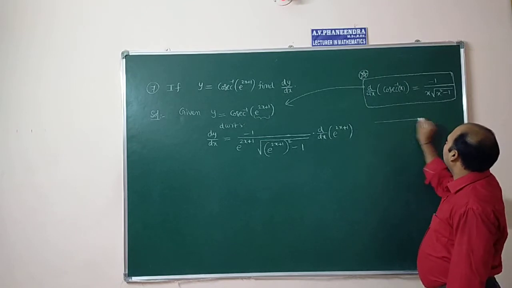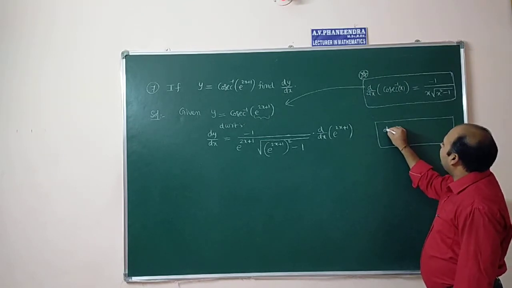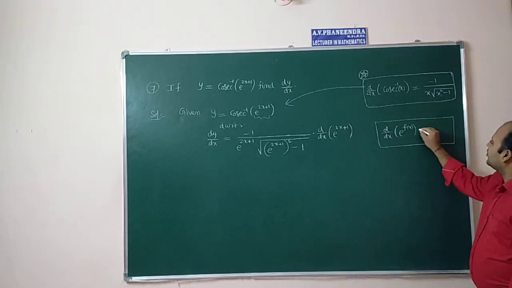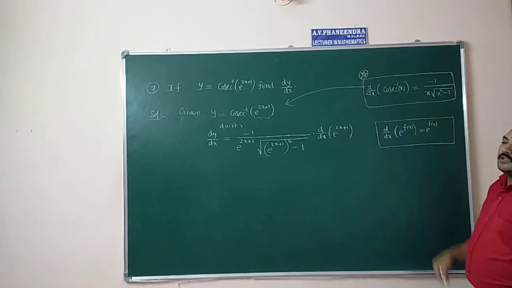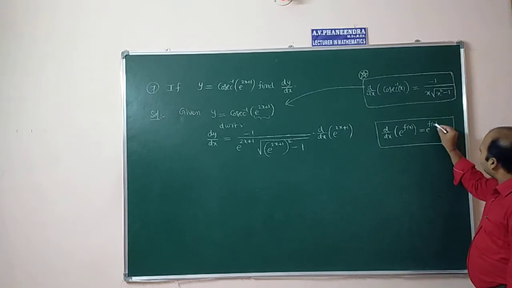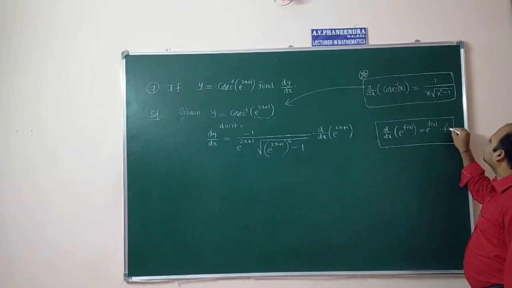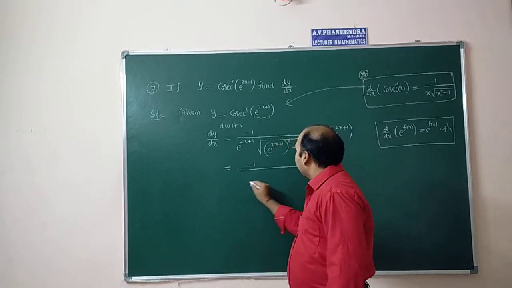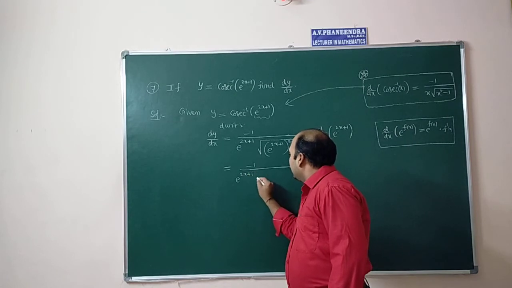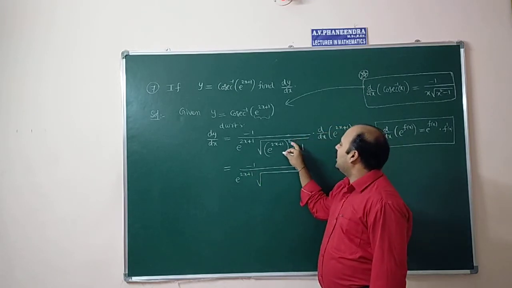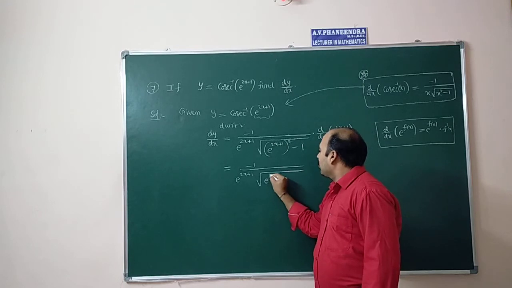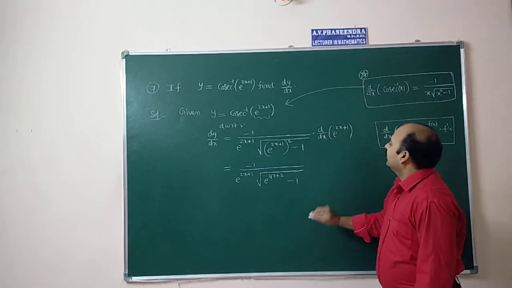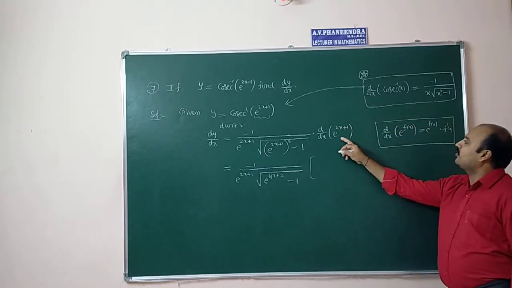Here also I told one formula in previous classes. d by dx of e power f of x is equal to e power f of x. E power f of x derivative is e power f of x. Again f of x also you have to differentiate, into f dash of x. So here, which is equal to minus 1 divided by e power 2x plus 1 into square root of a power m whole power n, e power 2x plus 1 into 2, e power 4x plus 2 minus 1. This minus 1 is different. Into d by dx of, it is in the form of e power 2x plus 1.